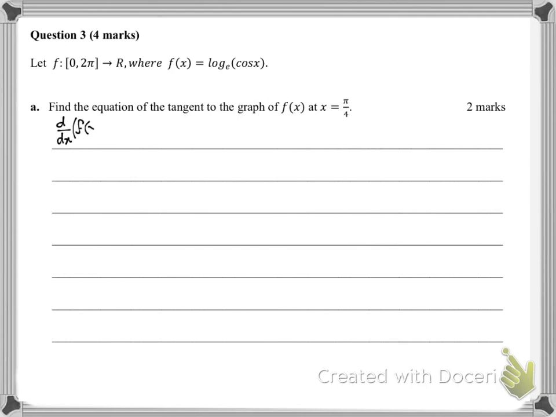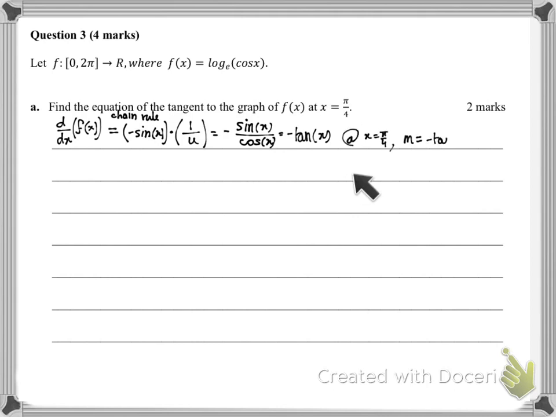So let's differentiate it. We're doing a chain rule, so the inside function cos, the derivative of cos goes to minus sine, and then the outside function is log. The derivative of log is 1 on u, which is the function cos of x. So we substitute that back in and we get negative tan of x.